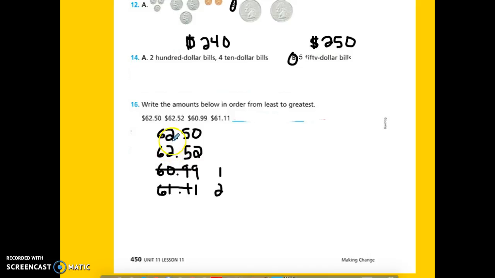Now we're on to these two. So 62 and 62 are the same. 5 and 5 are the same. But 0 is smaller than 2. So this is the third smallest one. And $62.52 is the biggest one there.